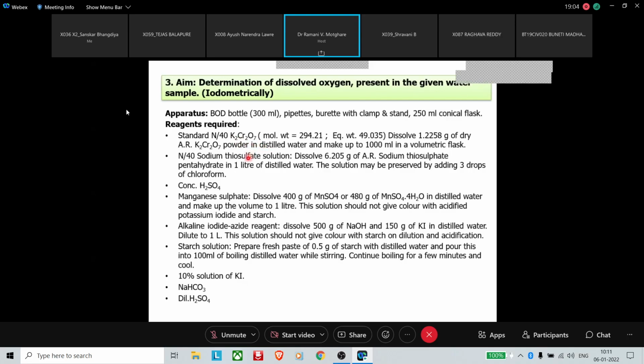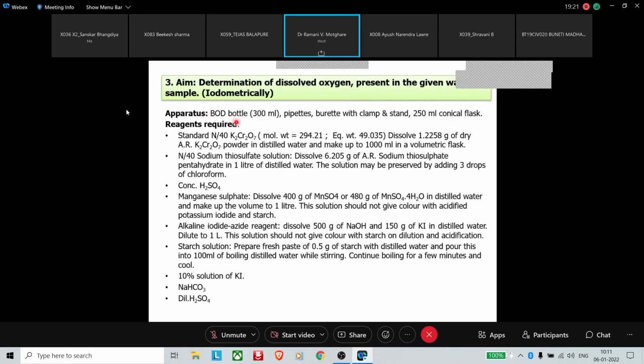Ma'am, BOD? Yes. BOD is the bottle name only, not biological oxygen demand. This experiment is not biological oxygen demand. This experiment is determination of dissolved oxygen.